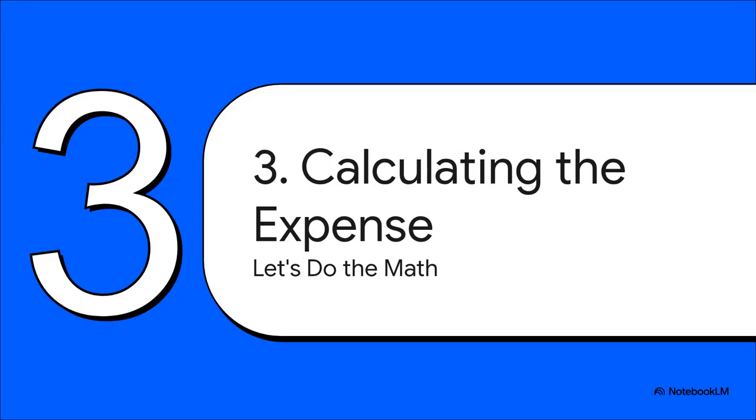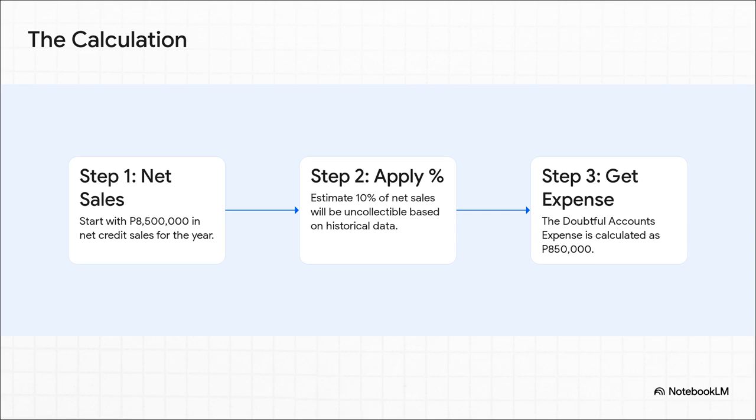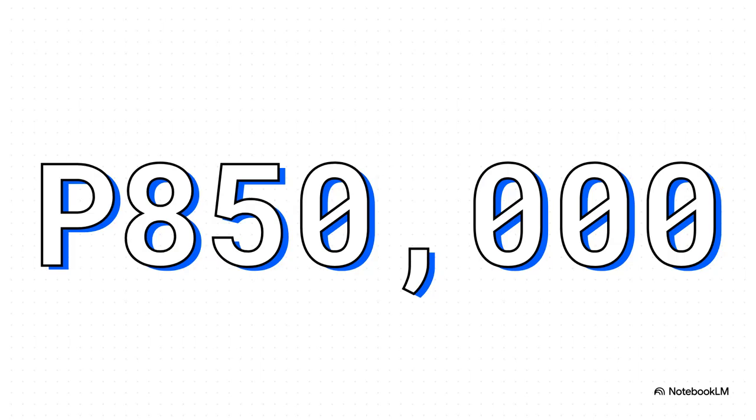All right, enough theory. Let's plug in some actual numbers and see how this plays out in a real problem you might face. So here we go. Step 1, you grab your net sales number, 8.5 million. Step 2, you take your company's estimate, in this case, 10%. You multiply them together and boom. Step 3, you have your doubtful accounts expense for the year. And that's it. That P850,000 is the number. That is the bad debt expense that's going to show up on the income statement, see? With this method, you've directly calculated the expense. No other steps needed to find that specific number.